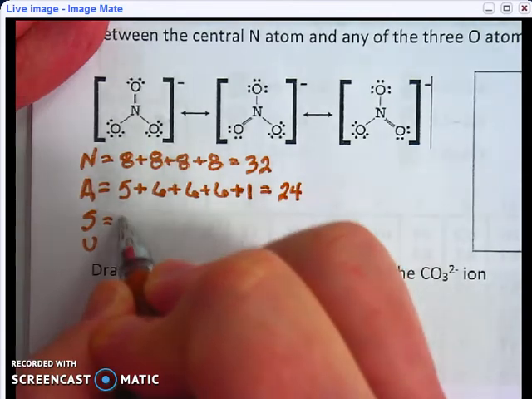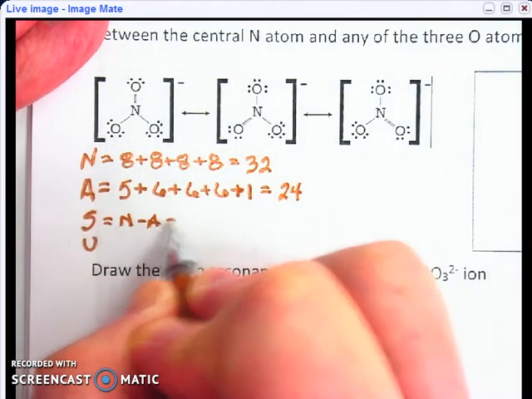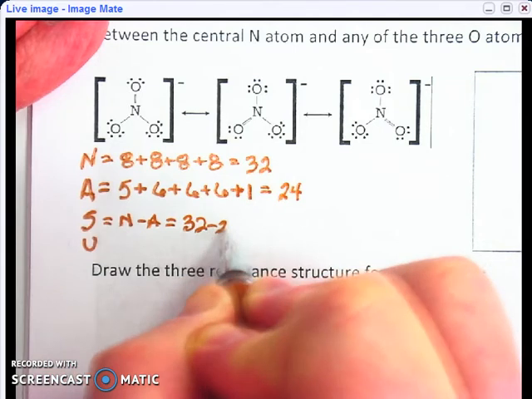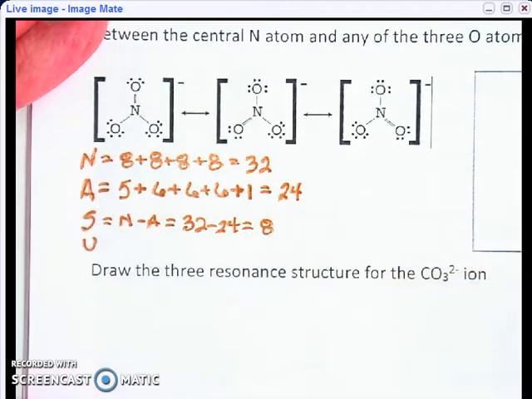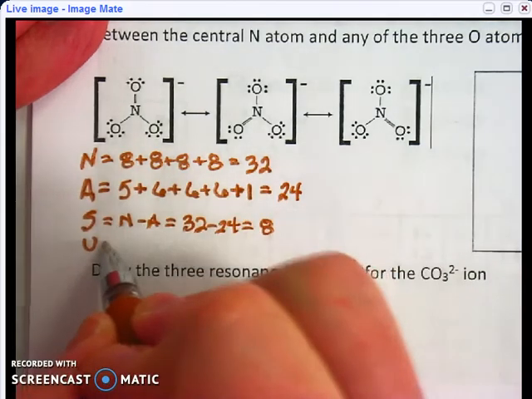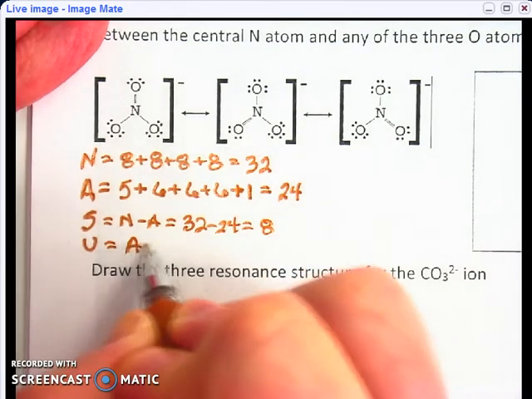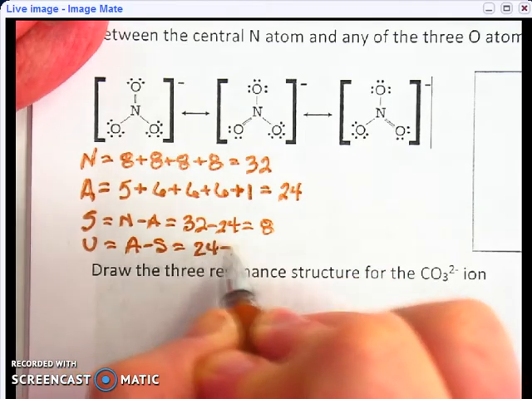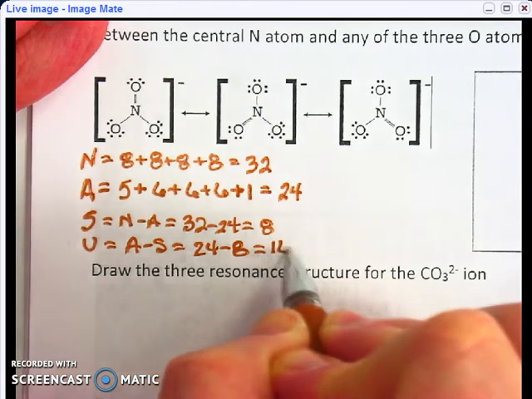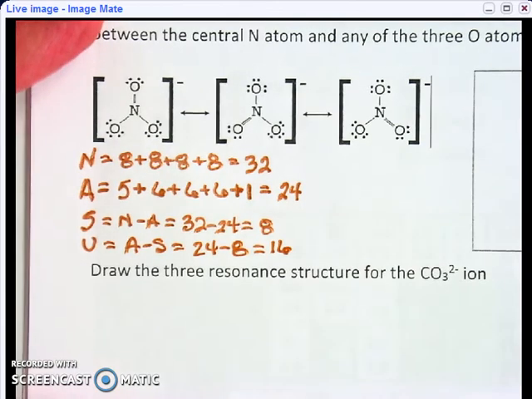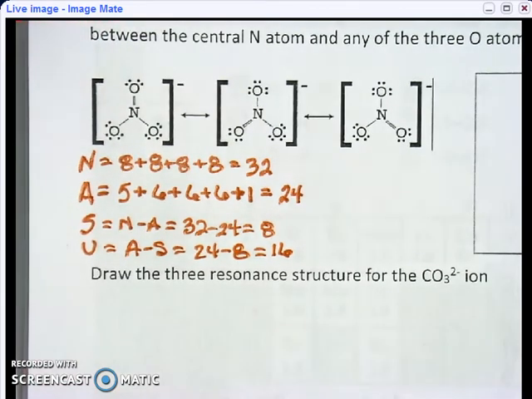This, remember, is N minus A, which would be 32 minus 24. So it's going to have 8 shared electrons. My unshared is A minus S, which is 24 minus 8. And yes, I heard somebody say 16. So at this point, this should be familiar on how to do that. I know some of you are skipping by that and doing things your own way, but we need to be a little bit careful because a lot of times it's not turning out right.